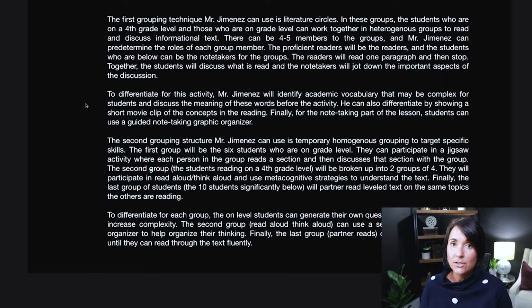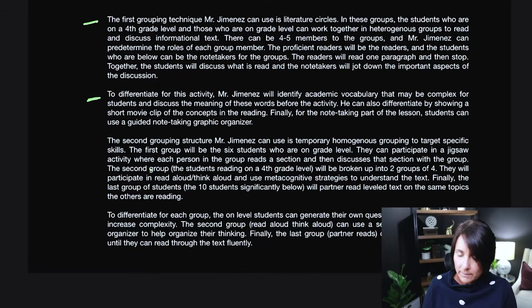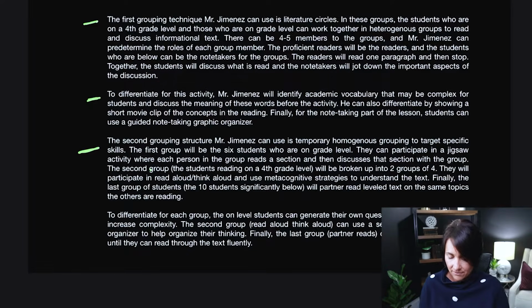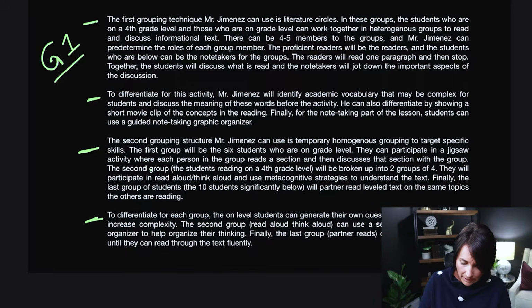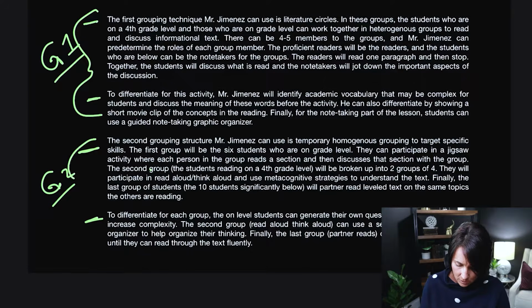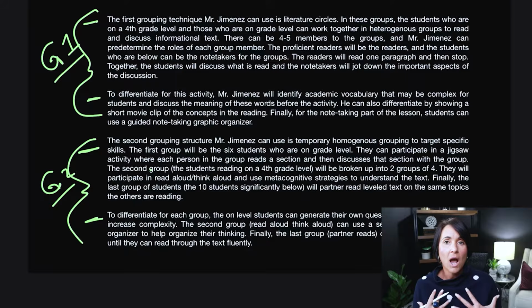All right, so let's just take a look at the overall structure of what's going on here. I have the first grouping technique, and then I have how I'm going to differentiate within that group. Then I have the second grouping technique, and then I have how I'm going to differentiate in that group. So really I have group 1 here, and I have group 2 here, all right? So these are going to be together here, and this is going to be together here. That's how I would do it.